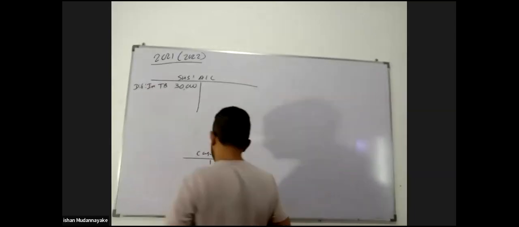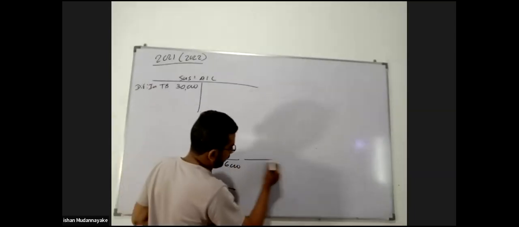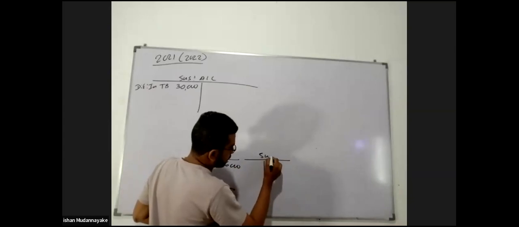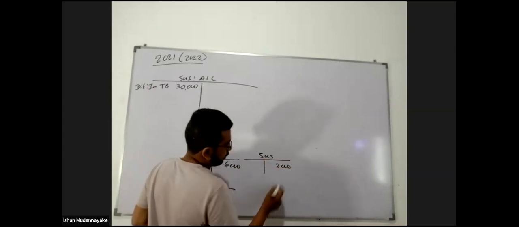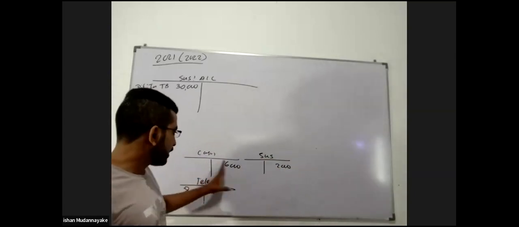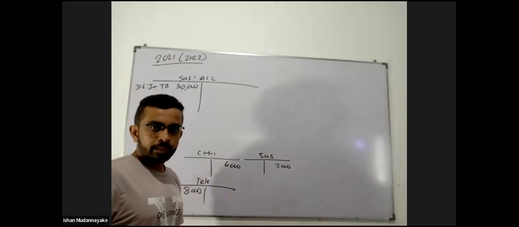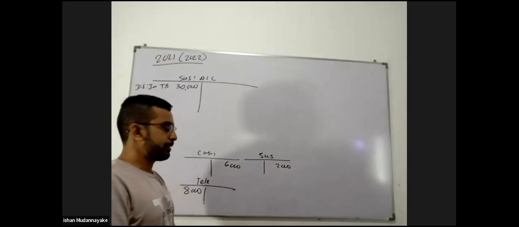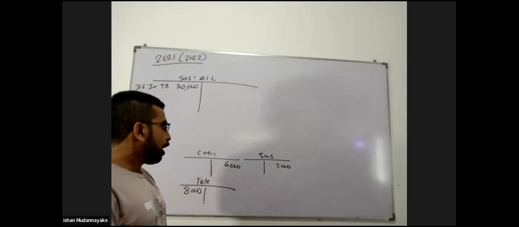If you prepare the trial balance of this business, debit side 8,000, credit side 6,000. Then definitely both sides are not equal. Therefore, this 2,000 you have transferred to suspense account to balance the trial balance. Then debit side 8,000, credit side also 8,000. Now, how to correct this error?